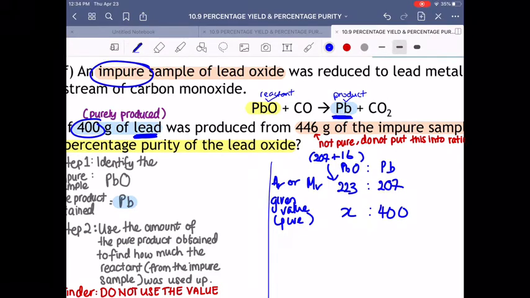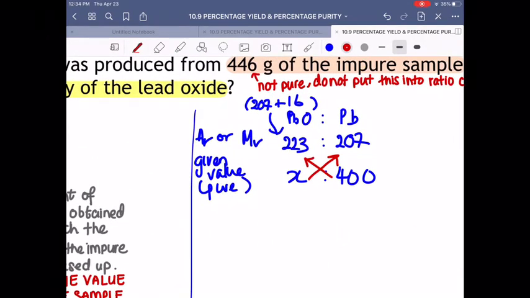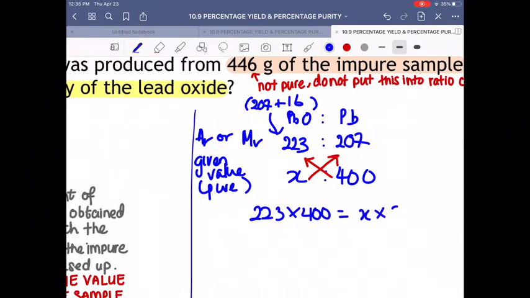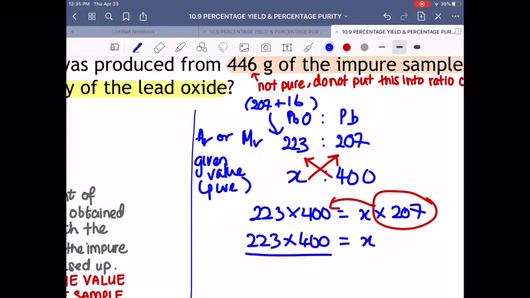So we are doing backward, doing the reverse. By using cross multiply, we can backtrack how much of the lead oxide was used. Do your ratio as usual, do your cross multiply as usual. 223 times 400 equals x times 207. 207 brought to the other side becomes divide. So 223 times 400 equals x over 207. Then use your calculator to get the value.